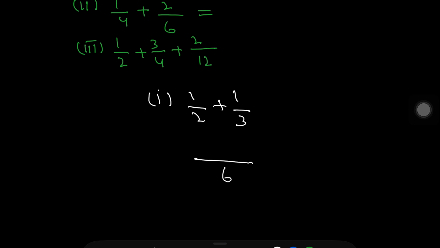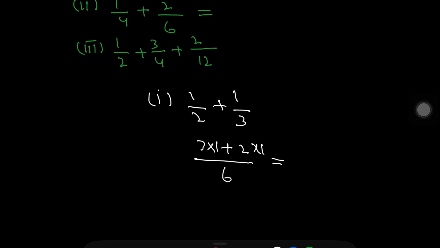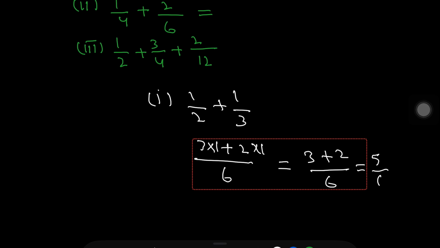2 table on 6 goes 3 times, so 3 multiply 1, plus 3 table on 6 goes 2 times, so 2 multiply 1. So here we write 3 plus 2 divided by 6. So 5 upon 6. 5 upon 6 is the final answer of this question.